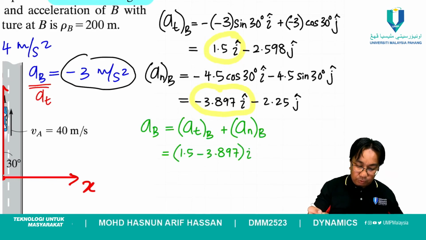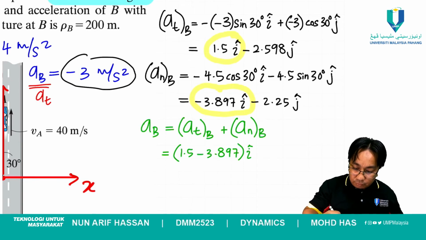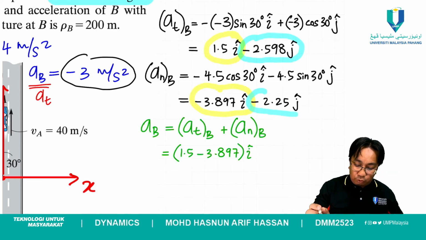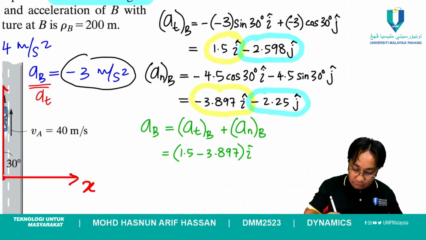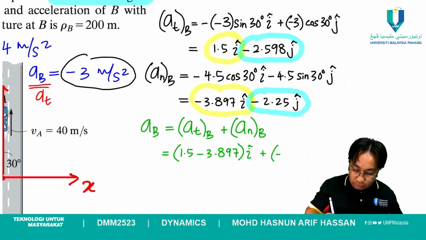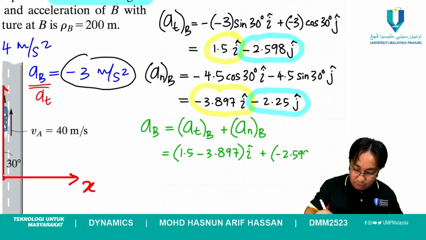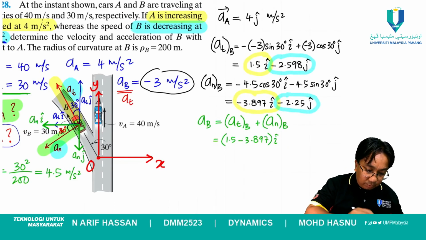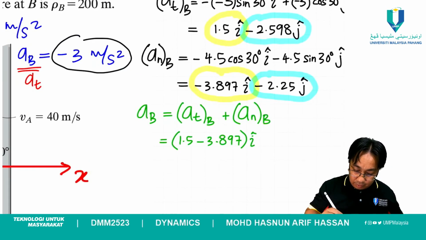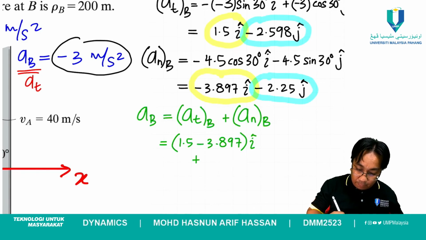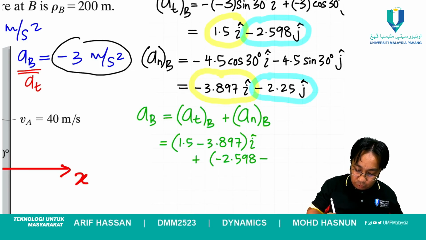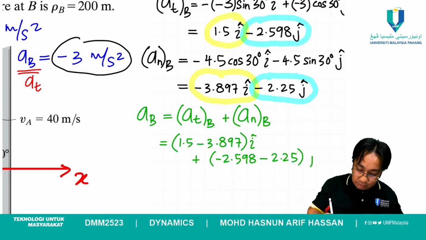This is the i component, and then we have minus 2.598j and minus 2.25j. So this will be another component. Plus minus 2.598 minus 2.25. I'm going to write it below because we don't have enough space, so this will be minus 2.598 minus 2.25 in bracket j.